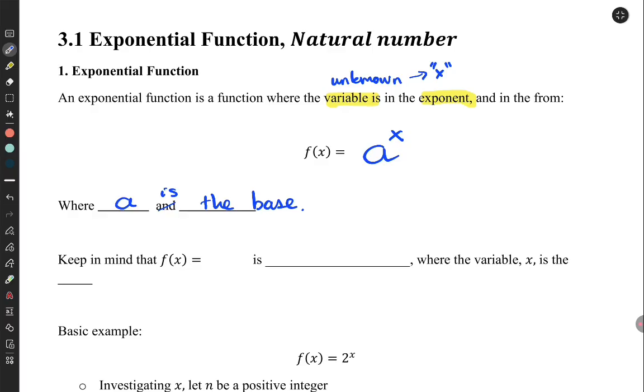Okay, a is the base, and to be an exponential function, there's also a condition for a, the base. The base has to be greater than 0, first of all, most of the time. We're going to discuss the case when a is less than 0, but it turns out to be just a flipping, a reflecting of this one. So we're going to discuss that.